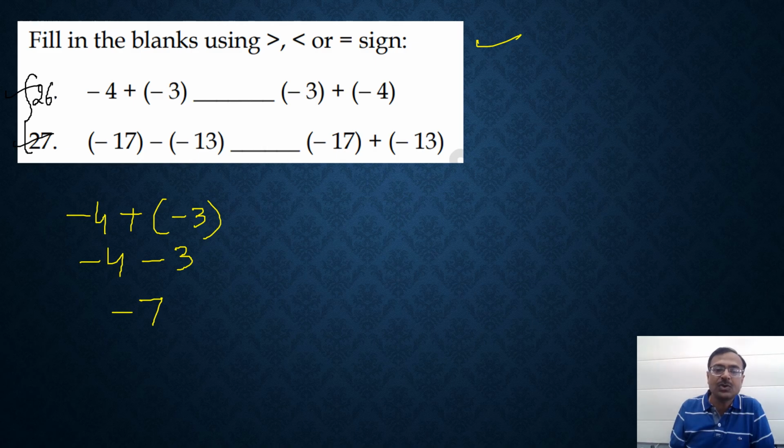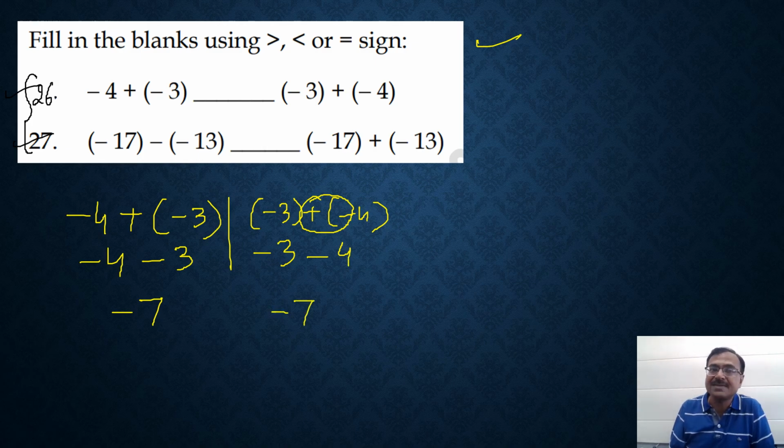Likewise, what happens on the other side? This is -3 plus -4. Again, two signs together. So -3 plus and minus, they group into a negative sign. And therefore, the answer is again -7. So what is the sign in the box or the blank? It is the equal to sign.